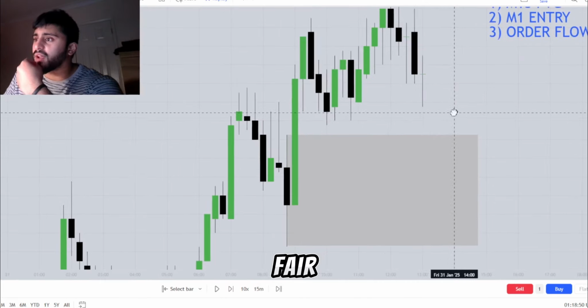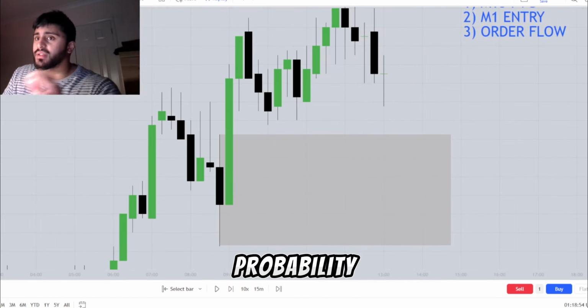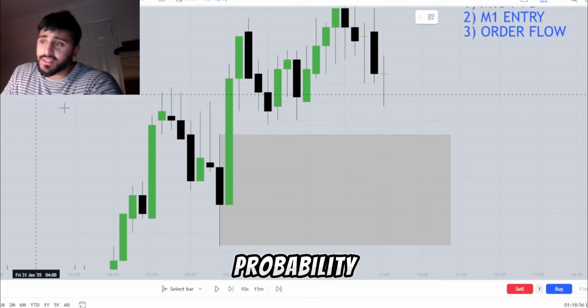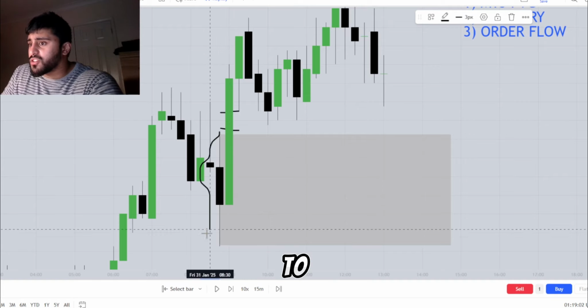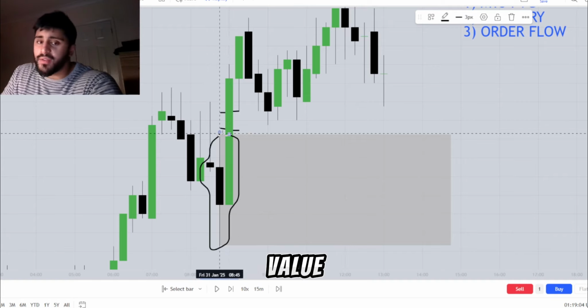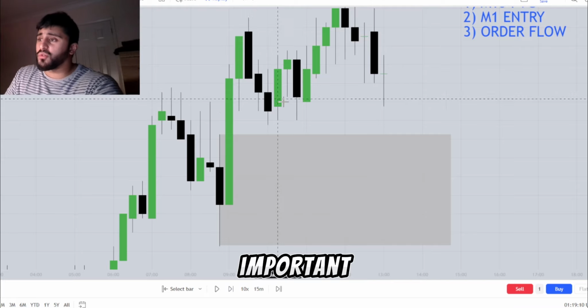A quick note on the fair value gap. I want traders to understand one thing. What makes a key level high probability? We need to leave a fair value gap. That's kind of a rule, right? But we're always looking to use the candle before the fair value gap. People get mixed up on this. You're using the candle before this fair value gap over here. Important note to understand that.